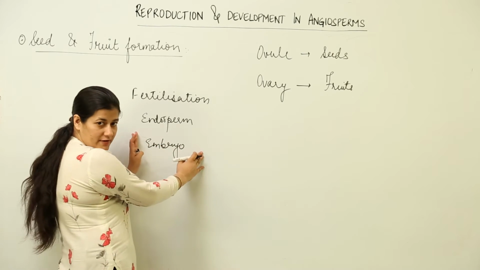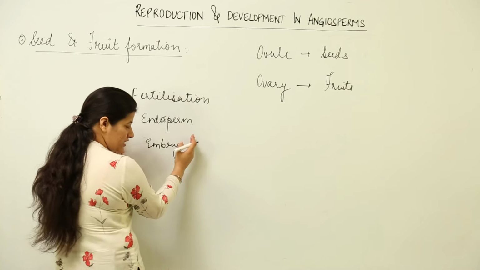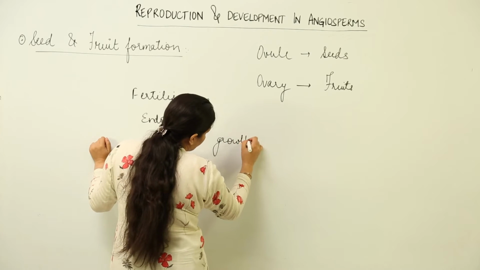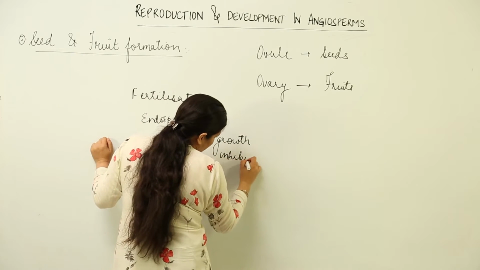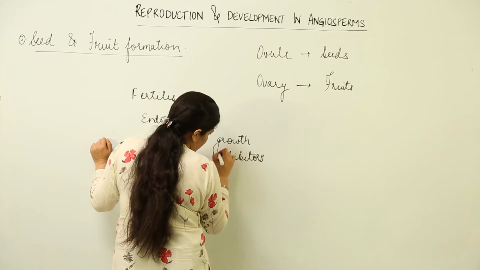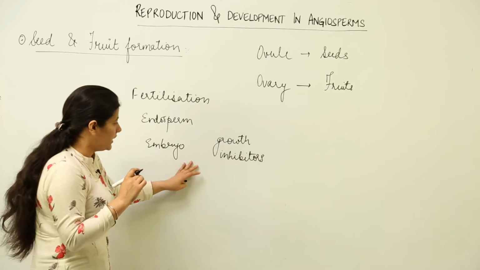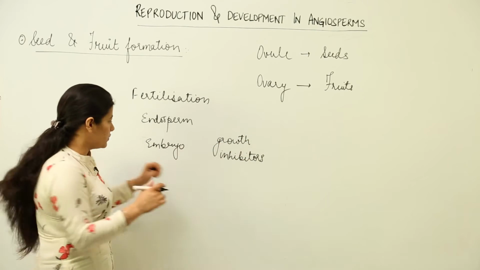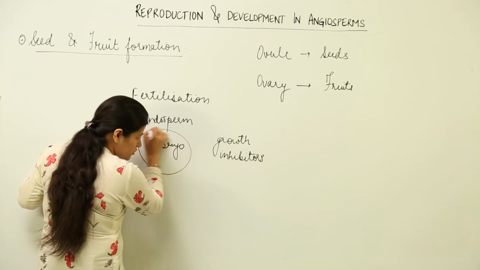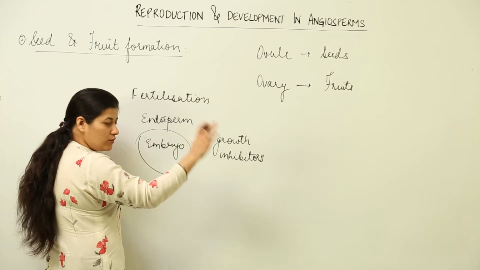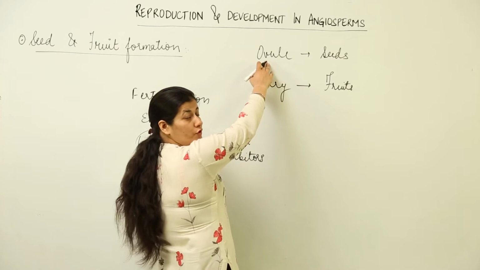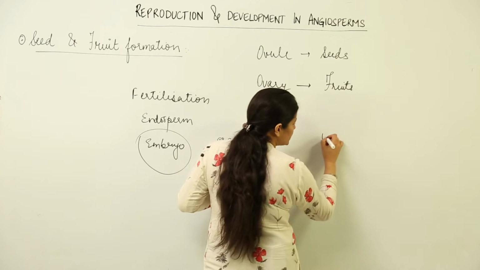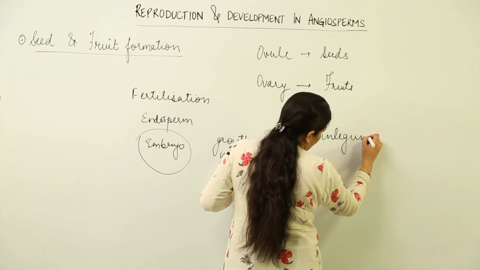This embryonic development is seized or stopped by growth inhibitors coming into the scenario. Okay, there are certain growth inhibitors. We study them in the plant growth regulators, and if you can recall, those are auxins and ethylene, abscisic acid. The growth inhibitors come into the scenario. Development of the embryo is put to a standstill, and what happens in return is that this ovule's integuments. Now recall the structure of the ovule again. The ovule has outer layers known as integuments.